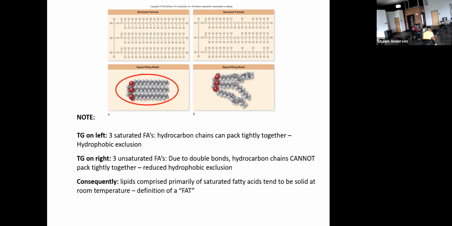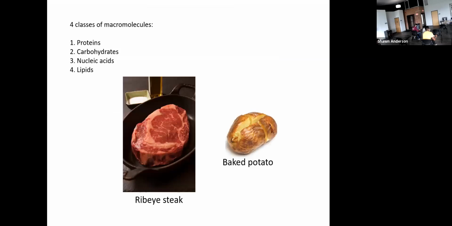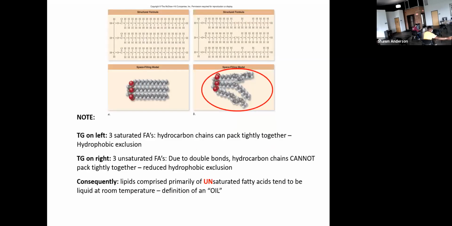So, if lipids comprised primarily of saturated fatty acids tend to be solid at room temperature, what kind of property do you think lipids made primarily of unsaturated fatty acids will have? What do they look like at room temperature? Liquid, fluid. What would be a liquid fat? Oil. Yeah. Boom. Okay, there's my saturated. Let's move on. Yes, an oil, olive oil, whatever.